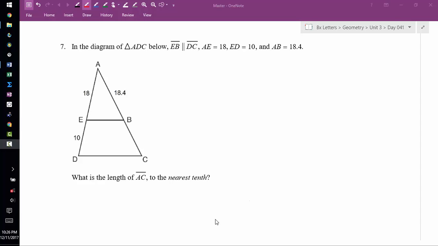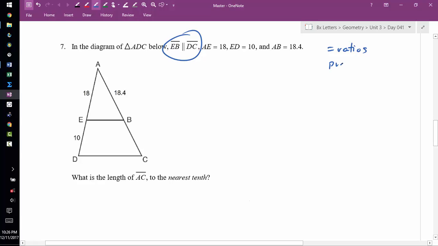The next four problems are going to be all variations on overlapping triangles. That is a triangle contained within a larger triangle. And whenever you see that, these sides are parallel, like they're saying there. The triangles are similar, and therefore you can invoke equal ratios, also known as proportion.